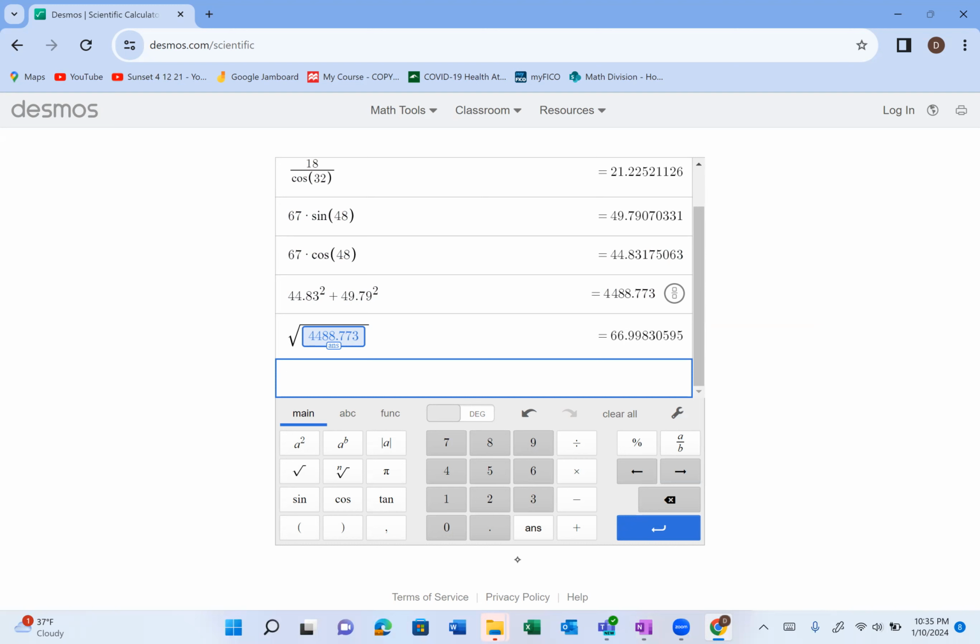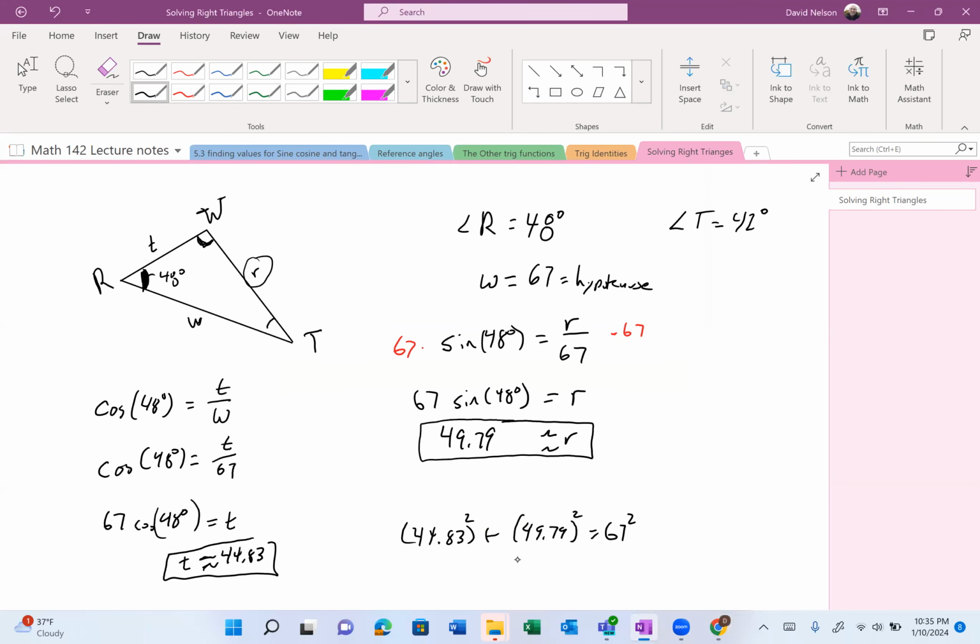I'm not getting exactly 67 because I've rounded off. The 44.83 and the 49.79 are rounded values. They're not perfect. And so when I do the Pythagorean theorem, I don't get exactly 67, but I think I'm close enough to convince myself that my values for R and T must be correct because we satisfy the Pythagorean theorem. So we don't get exactly 67 because I've rounded off my R's and my T's. But there I've solved this right triangle. I found all the missing values. And that's one of the very useful things about trigonometry: using it to find missing sides of triangles.